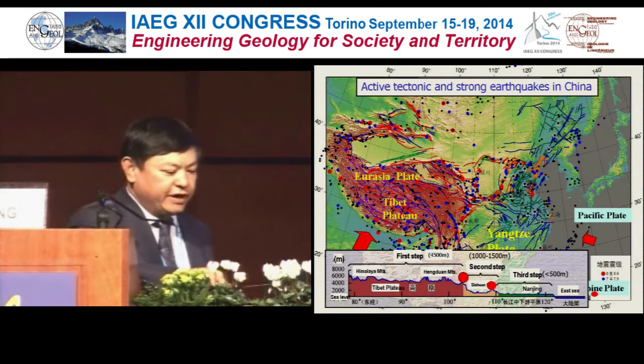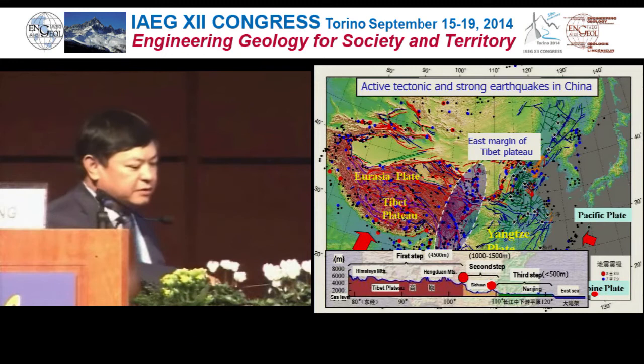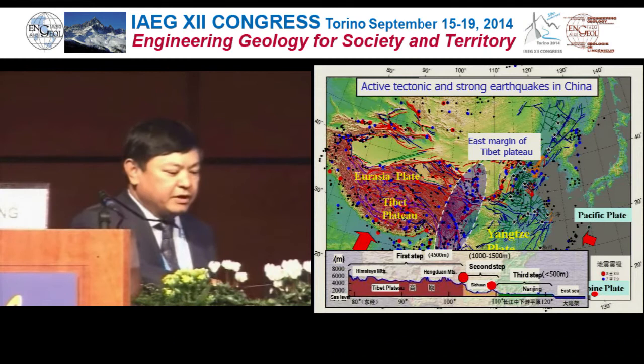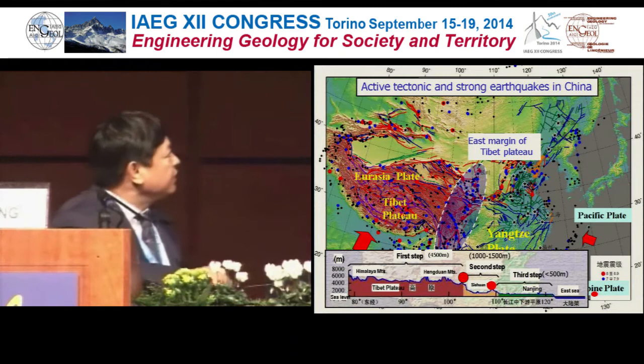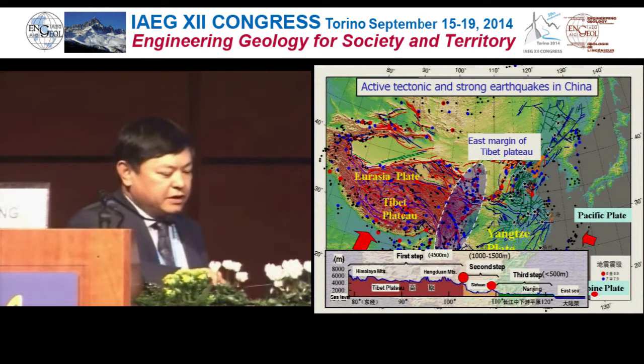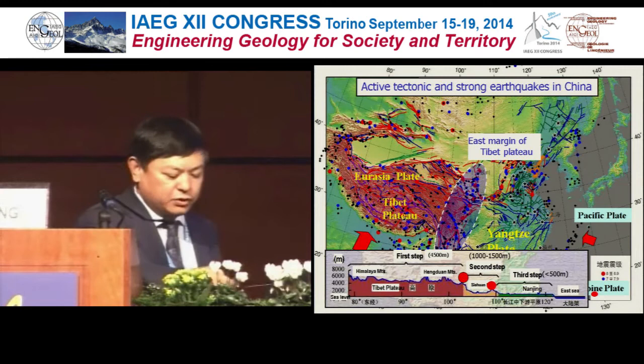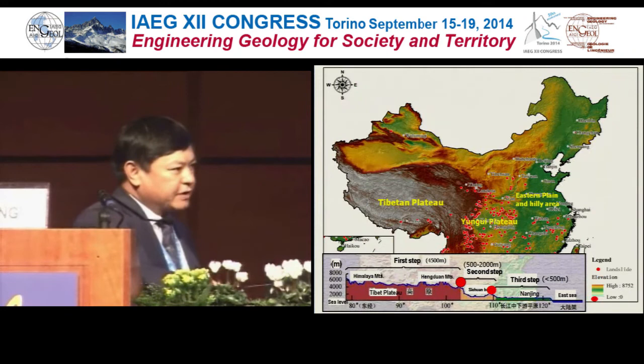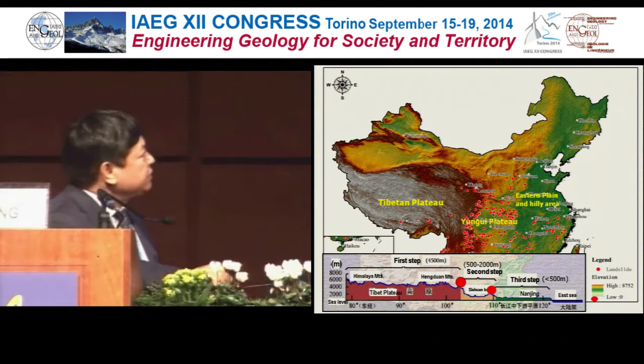You can see along the Tibet plateau, there is the most active fault area and the greatest concentration of strong earthquakes. Because during the collision of two big plates, this area was strongly compressed, and the Yangtze plate is a very strong and rigid plate. It caused very developed active faults and strong earthquakes.